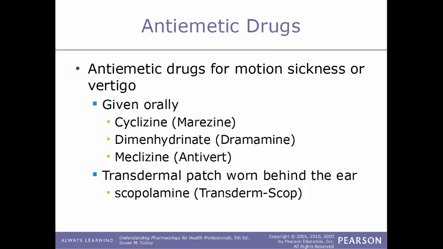Some examples of this kind of drug that's given orally: cyclizine, which is sold under the name Marezine; dimenhydrinate, which is sold under the well-known trade name Dramamine; and meclizine, which is sold under the name Antivert. An example of this type of drug that can be delivered as a transdermal patch and is worn just behind the ear would be scopolamine, which is sold under the name Transderm Scop.